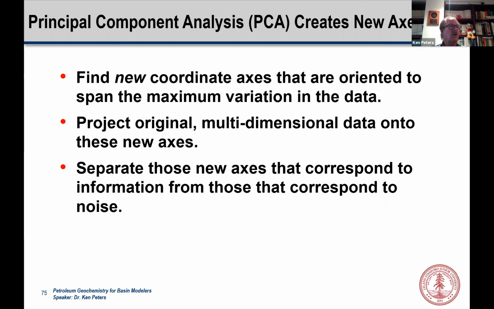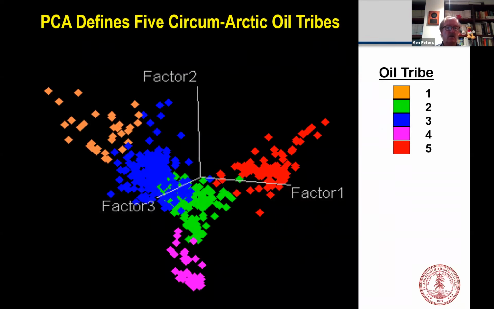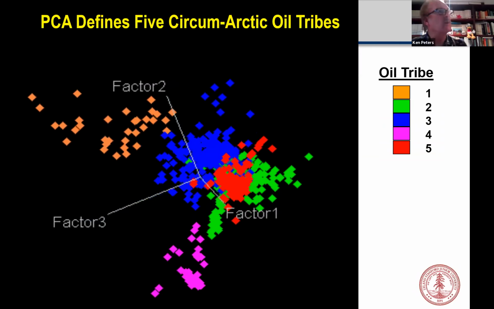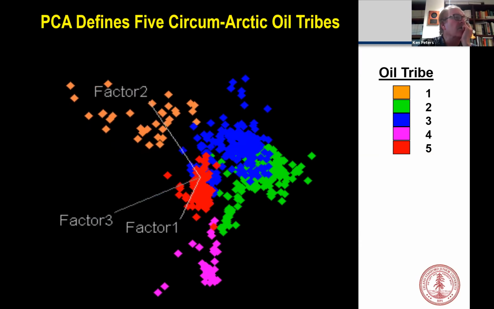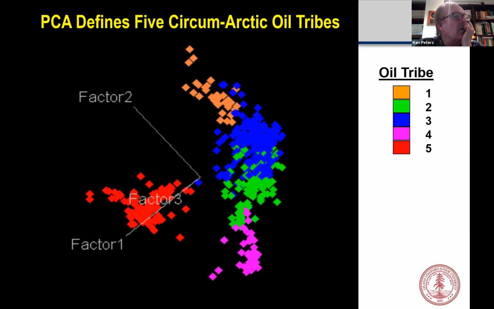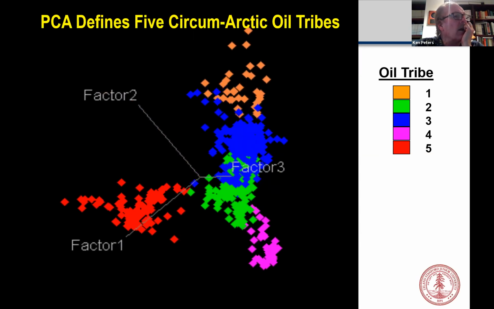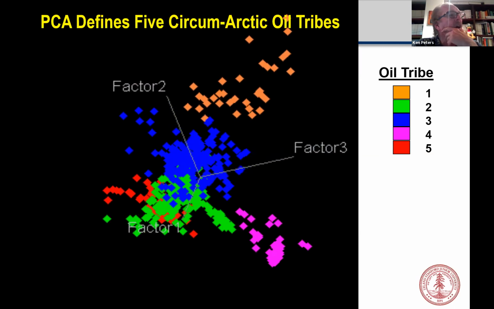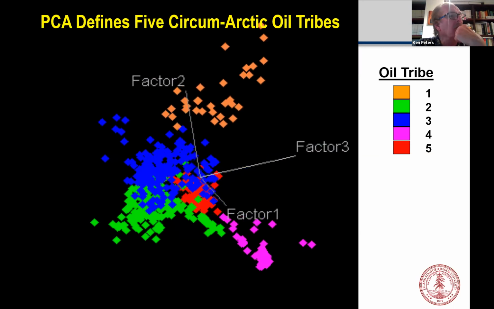So here we have a principal component diagram. And I guess I'm not going to be able to rotate that for you. Yes, I am. Okay, that's going to rotate. So this is for a series of oils from the Circumarctic. There's hundreds of oils here. And you can see this is from all the way from Russia to Alaska, all the way around the Circumarctic, north of 55 degrees. And this is summarized in a paper in 2007.